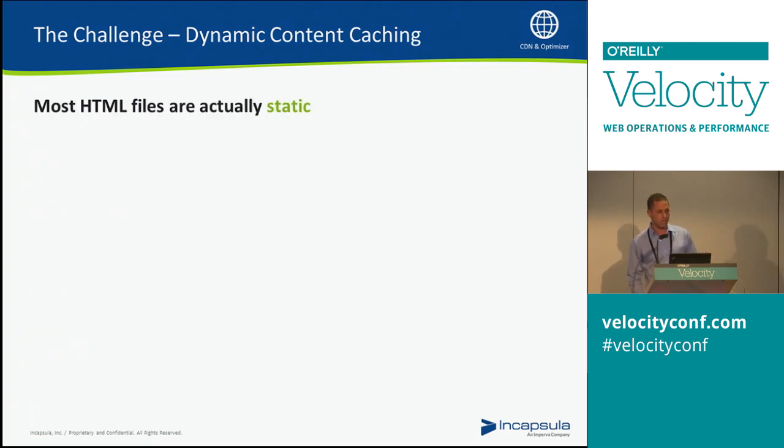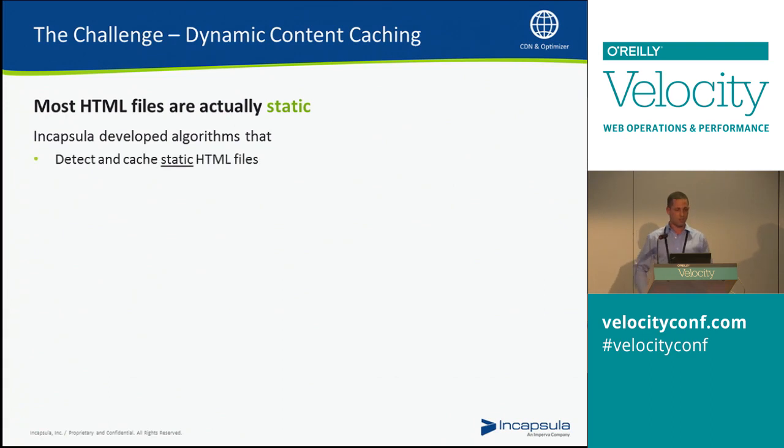What we found out in Capsular is that most HTML files are actually static. And when I say static, I mean they don't change over time. They don't change with different users that are requesting them. Some are, but many are not. So Capsular developed algorithms that can, first of all, detect and cache static HTML files.